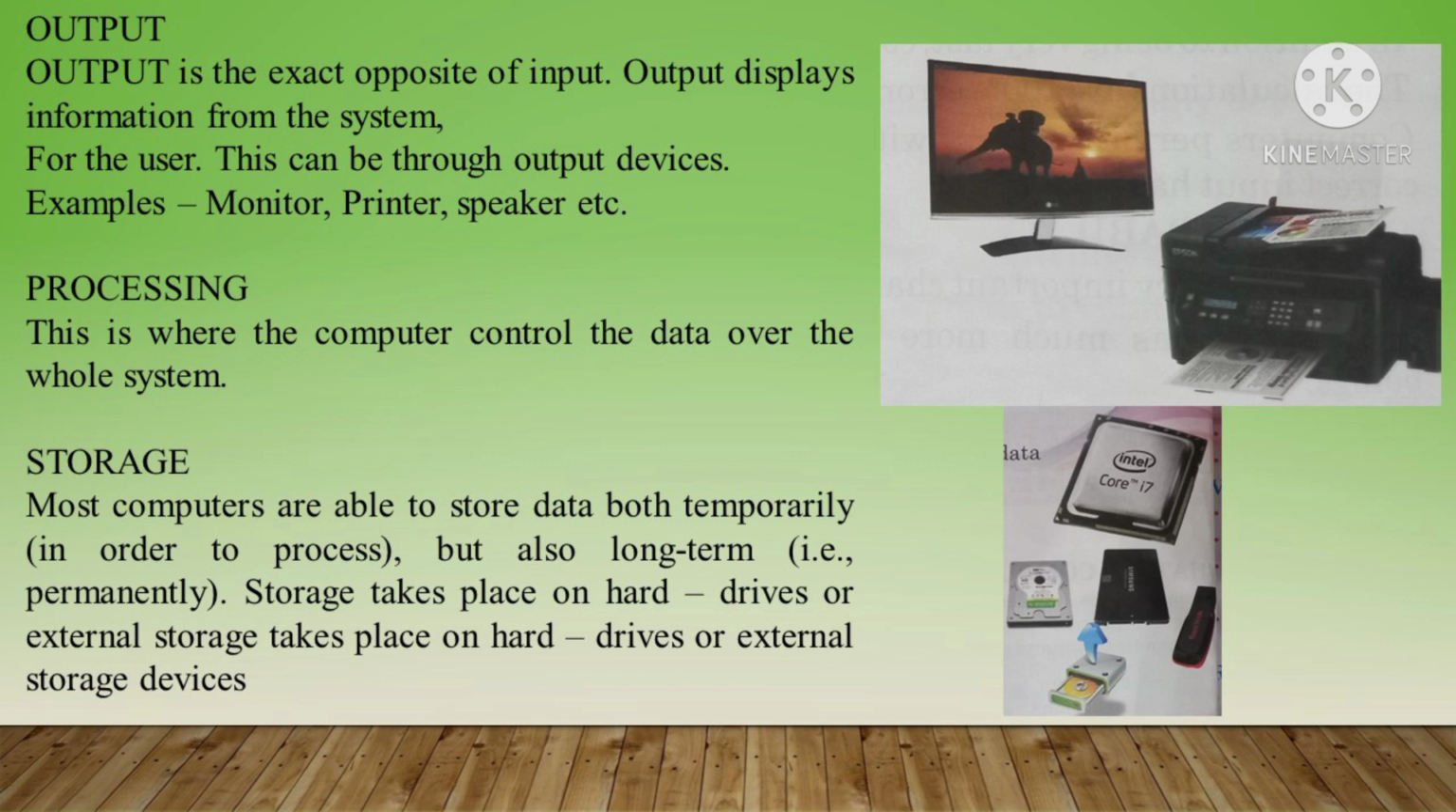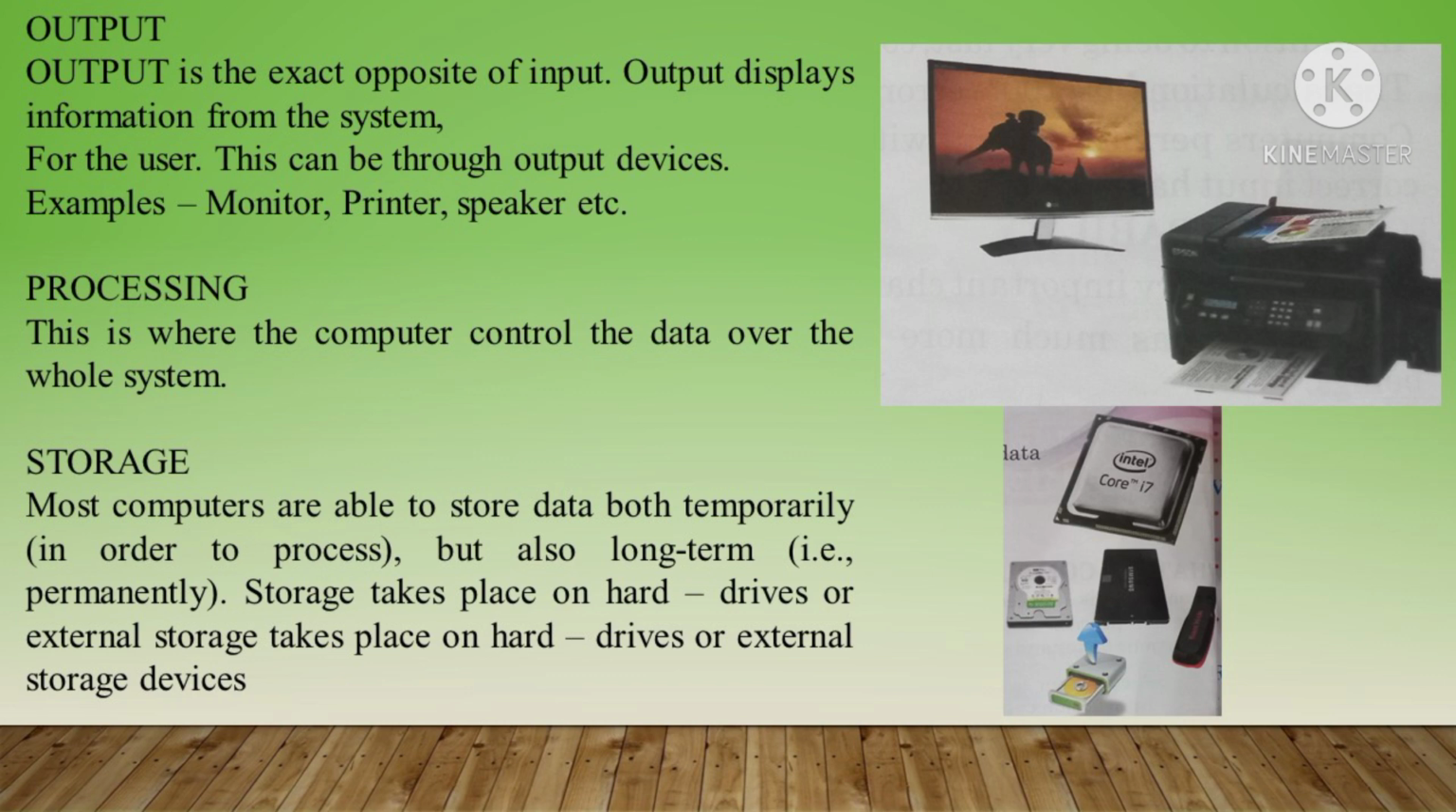Let us see what processing is. This is where the computer controls the data over the whole system. The full system is controlled by the processing system. Whatever information you give into the computer gets processed, and then you get the output. Where is processing done? In the CPU. So processing takes place in the CPU.